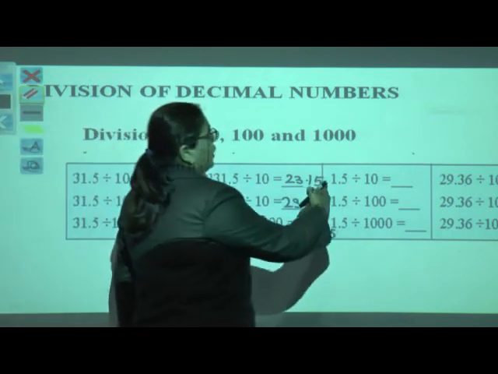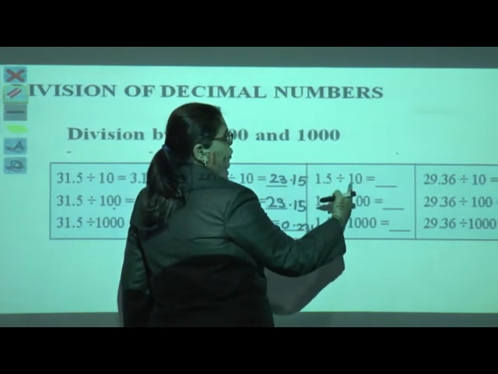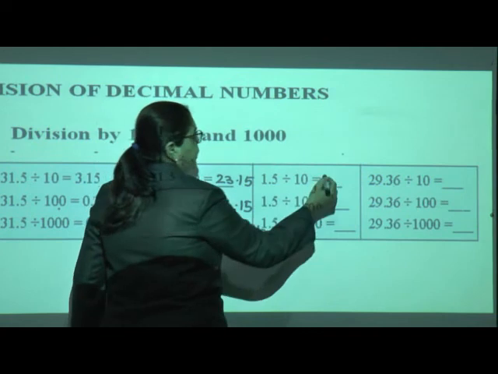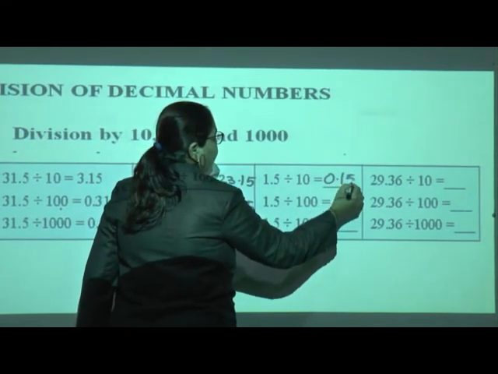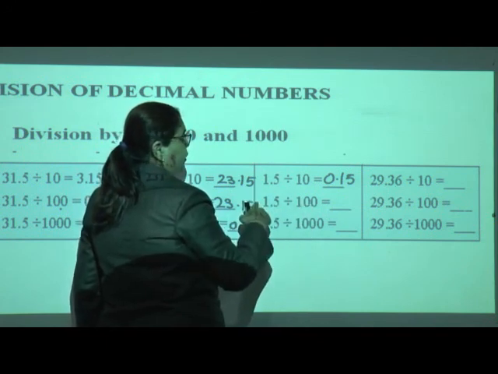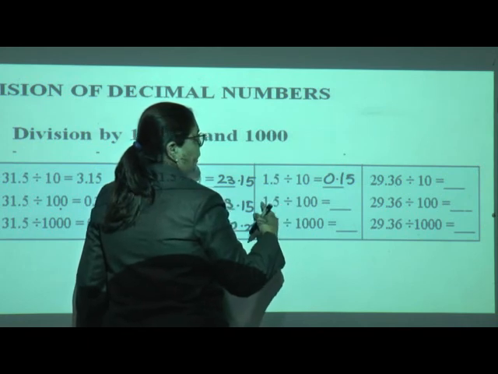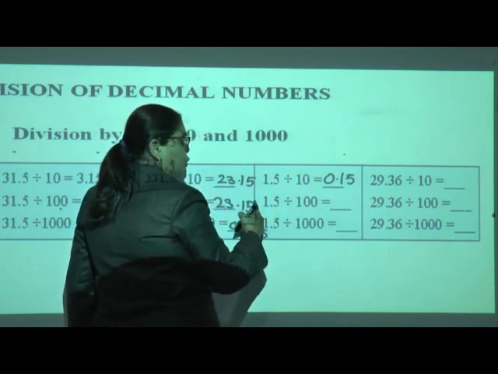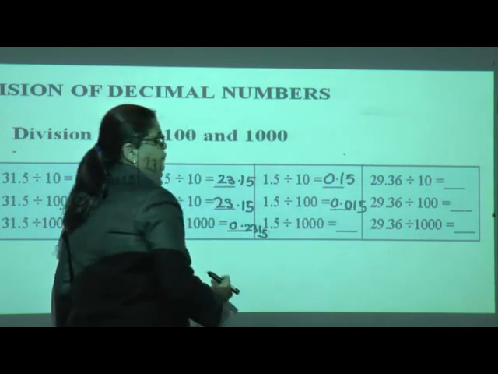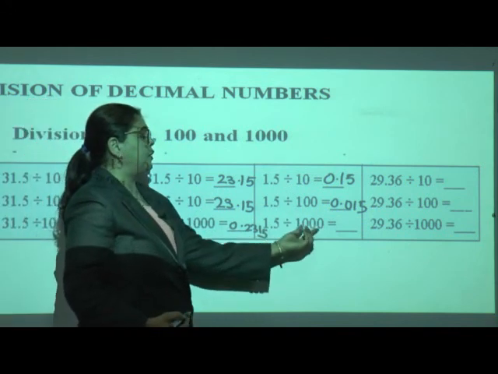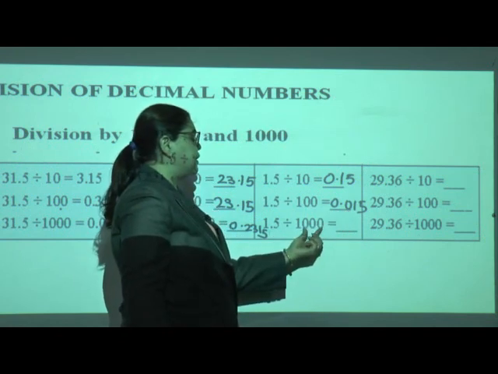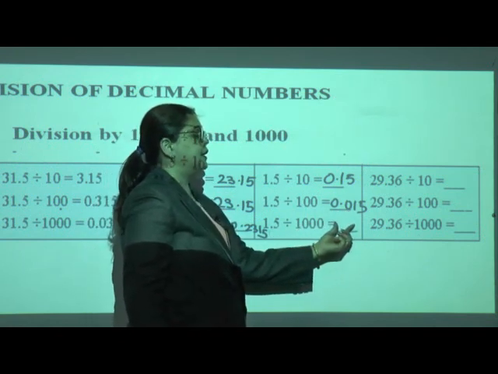Here, 1.5 divided by 10. What will it be? Here again it is a division, so it will go backward, or you can say to the left-hand side, so it will be 0.15. Here with 100, we have 2 zeros in 100, so again it will go back 2 digits, so what will it be here? 0.015. Similarly with 1000, we don't have enough digits, so we have to write zeros to make the number of digits, and then write the decimal point.